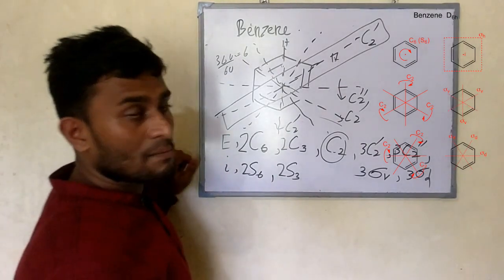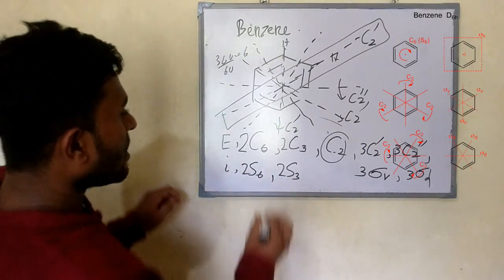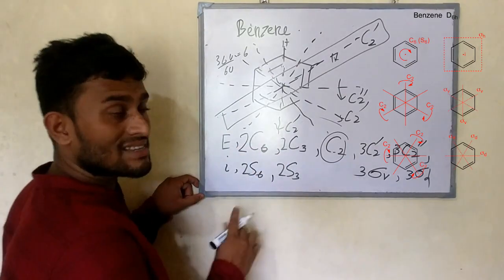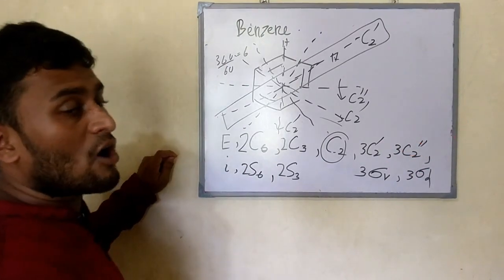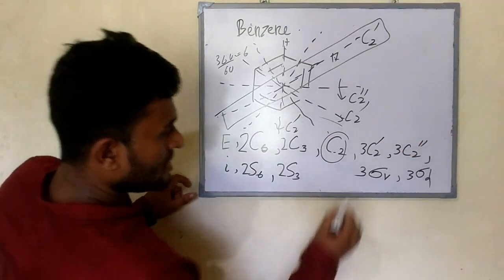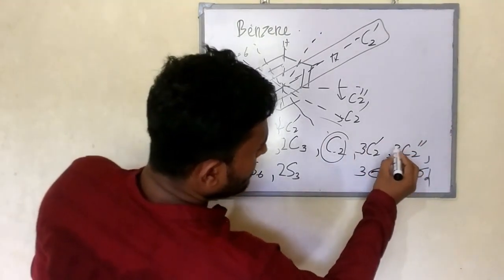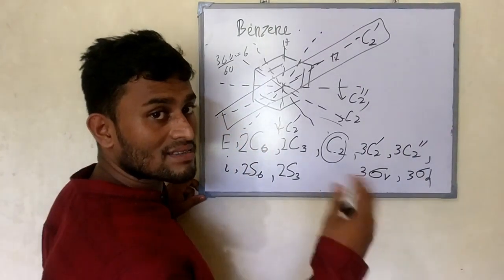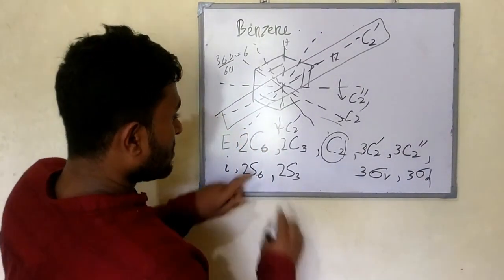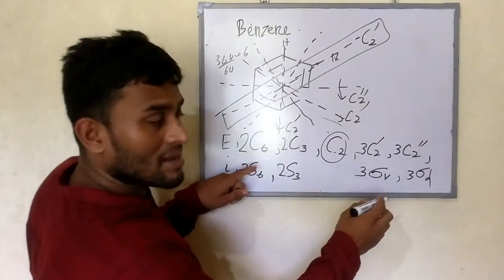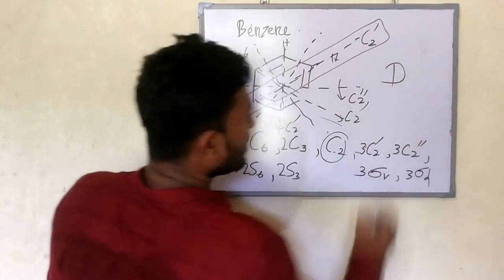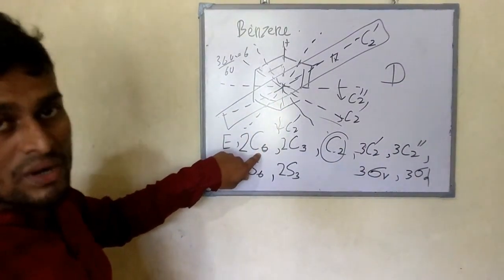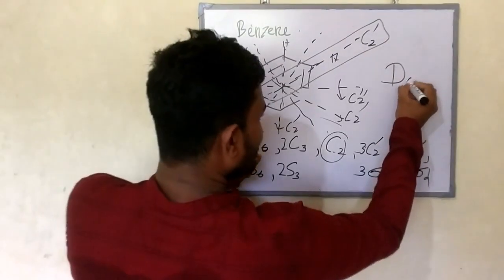So what is the point group actually? The highest order of rotation is 6. The number is 6. Then you want to see how many other C2s are there. Here 3 C2, here 3 C2. Altogether 6 C2s are there. So the number is similar. If the number is similar or higher, the group will be D. So the highest order of rotation is 6.